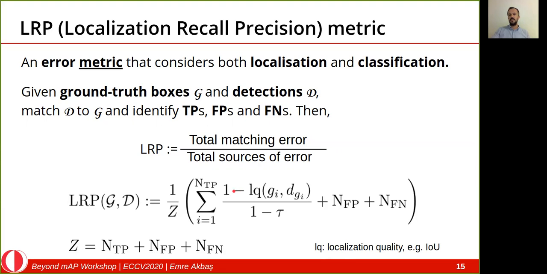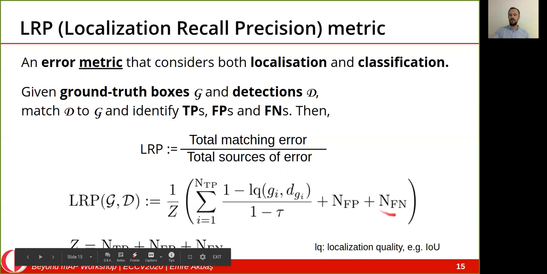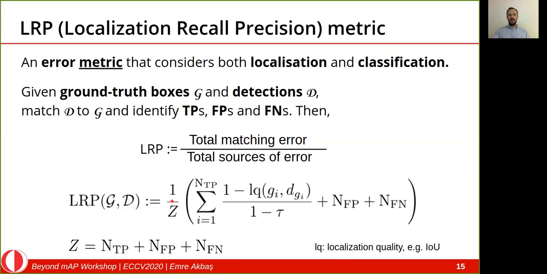And we just sum these errors over true positives. Then any detections that are not matched with ground truths are false positives, and each of them contributes 1 to this count. And then each unmatched ground truth contributes 1 to this count, the number of false negatives. The Z here is a normalizing constant, and it reflects the total sources of error or maximum possible error.